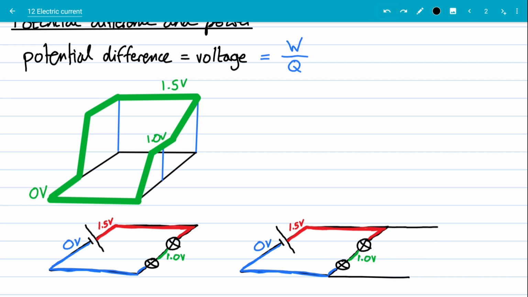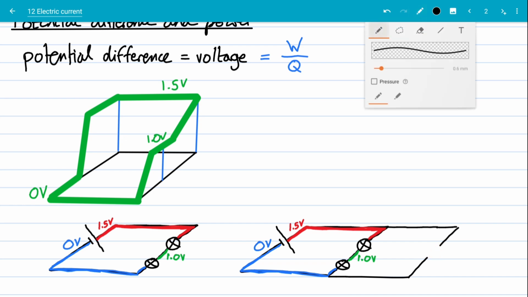Let's try doing it like this. You see why I try to do it in 3D. And let's rub out part of this. Draw my lamp. My lamp's going to go there.